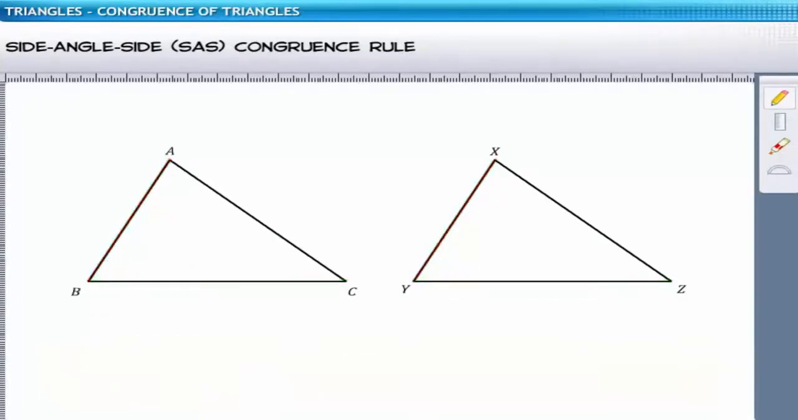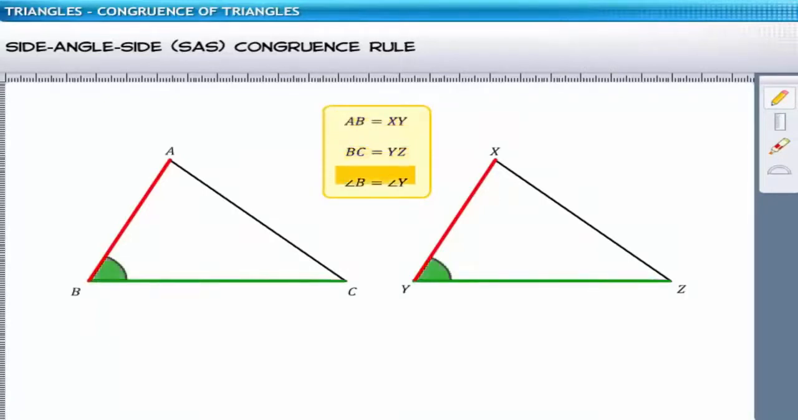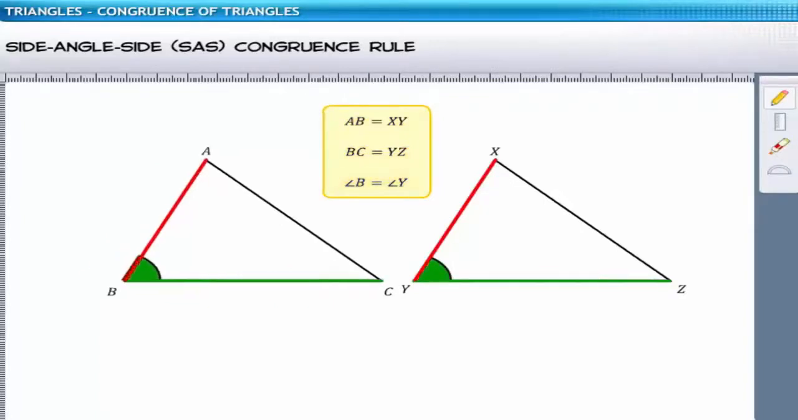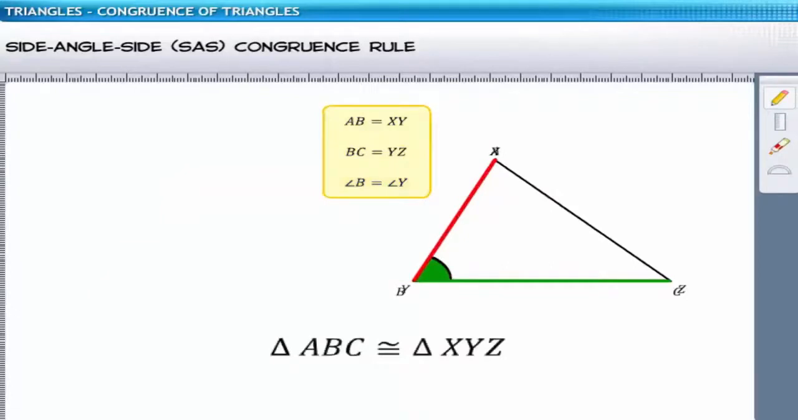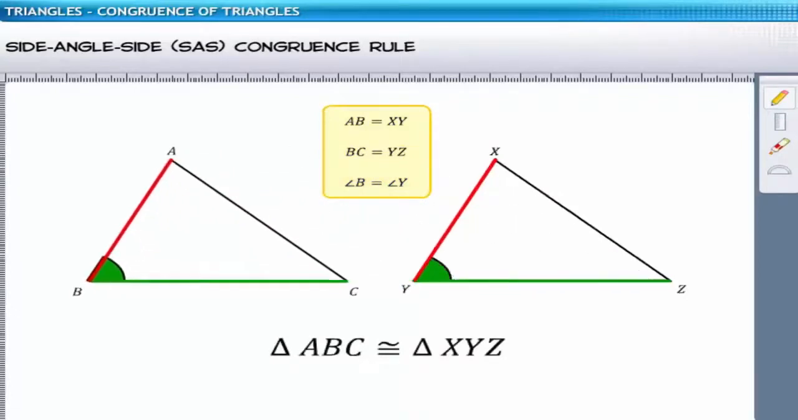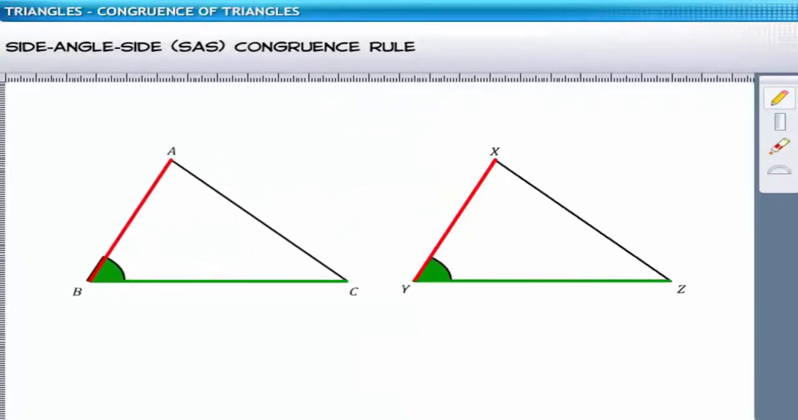Consider triangles ABC and XYZ such that side AB is equal to side XY, side BC is equal to side YZ, and angle B is equal to angle Y. Then triangle ABC is congruent to triangle XYZ. It is true for the congruent triangles if their corresponding 2 sides and the included angles are equal. It is considered to be an axiom.